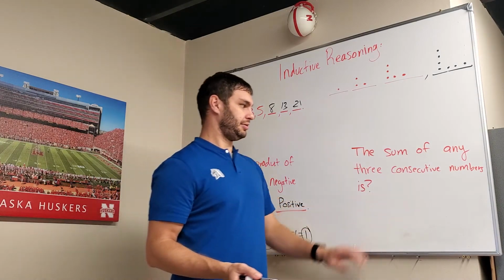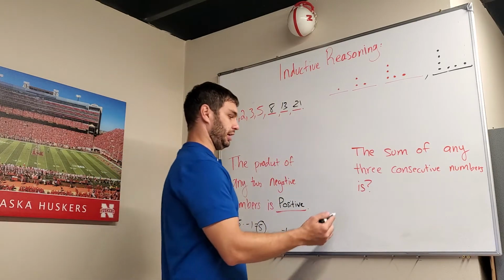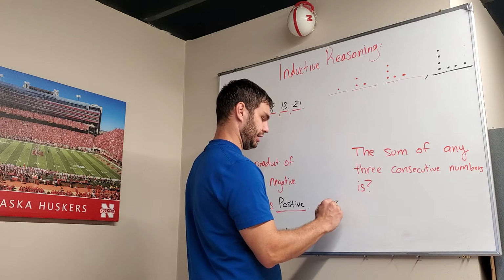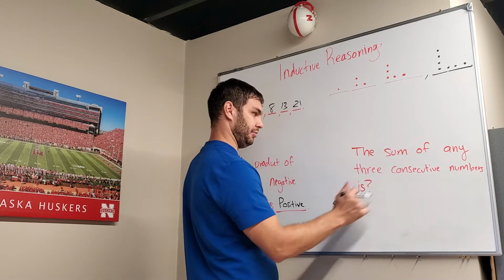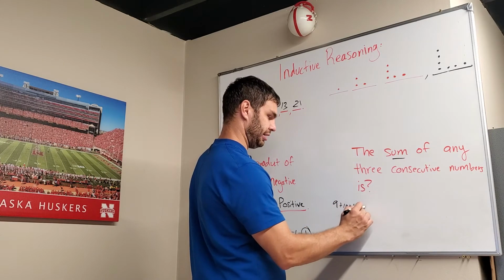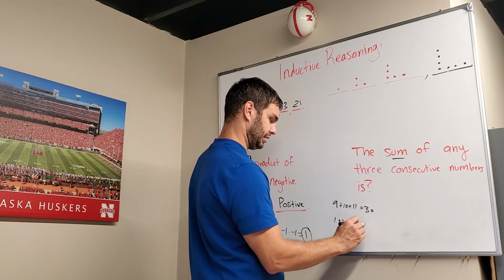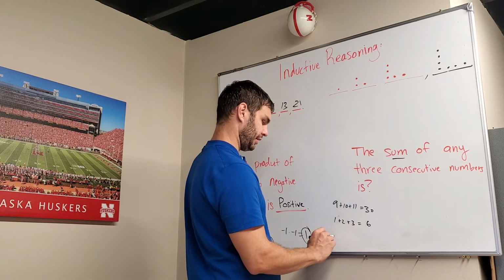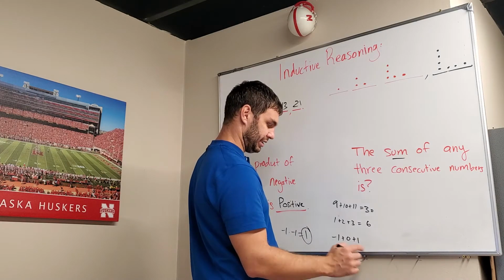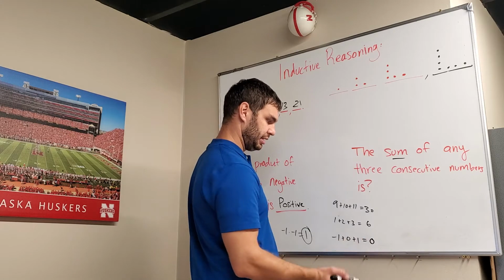Right? And then this last one says the sum of any 3 consecutive numbers is, we're not sure. So consecutive, that just means like in a row. So like 9, we're adding some. 9 plus 10 plus 11, well, that's 30. Let's make it nice and simple here. 1 plus 2 plus 3, well, that's 6. Negative 1 plus 0 plus positive 1, those are in a row, right? So that gets me back to 0.